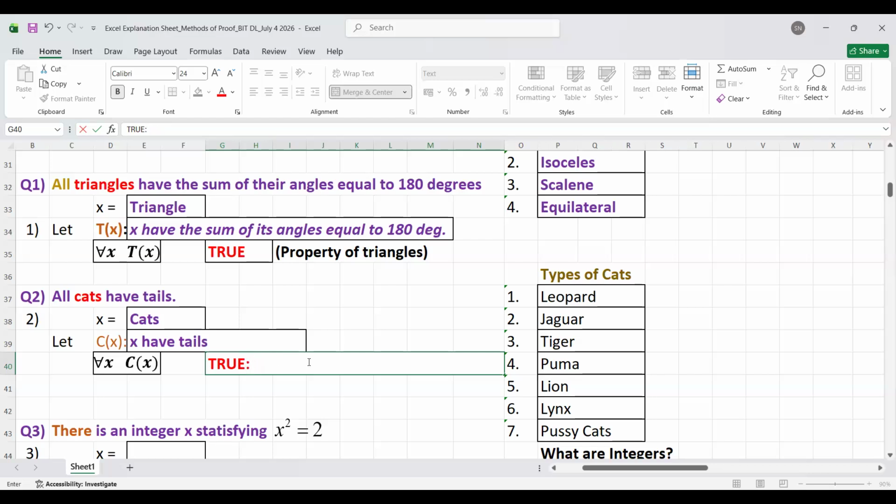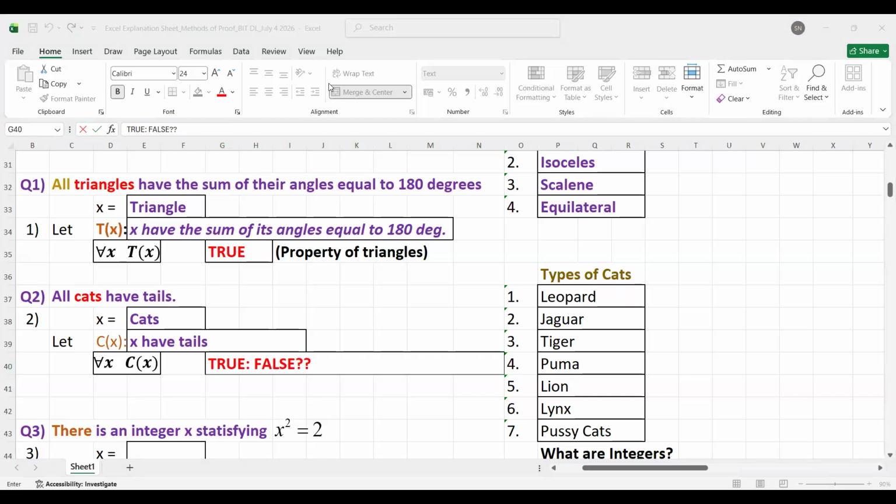Now the gentleman who said no, what will be your reason for saying no? Why is it false? Because not all cats have tails. Okay, that's an assertion. That is the position you've taken. But what is your proof? Maybe you have seen a cat without a tail before. Okay, I won't argue with you.